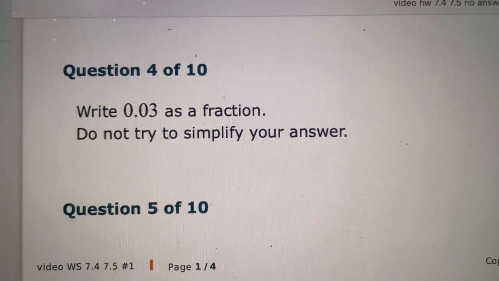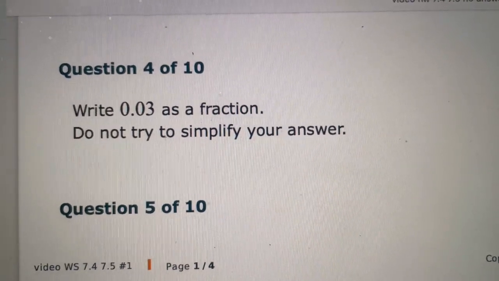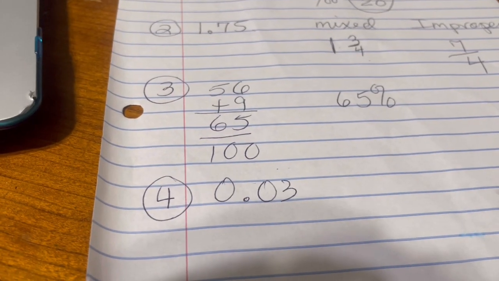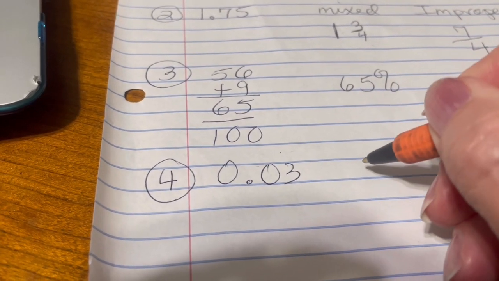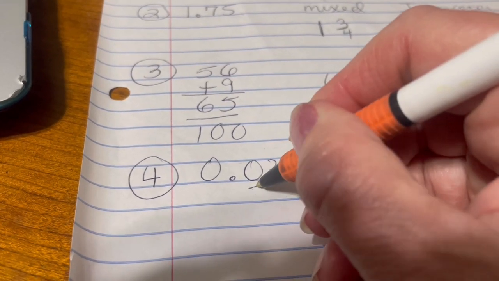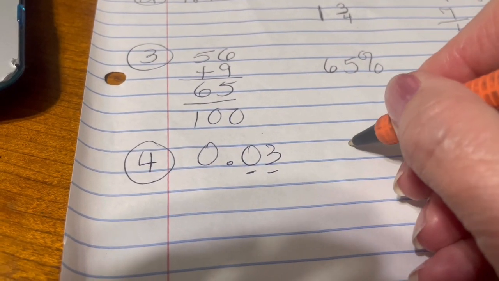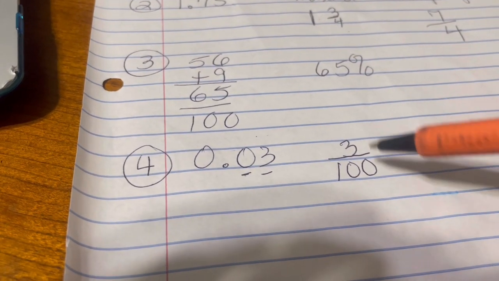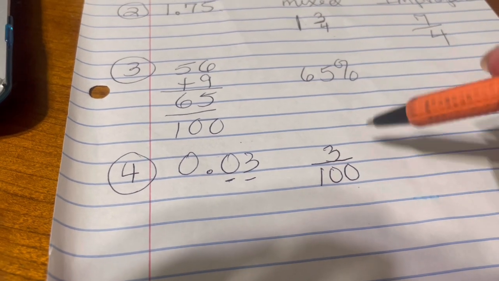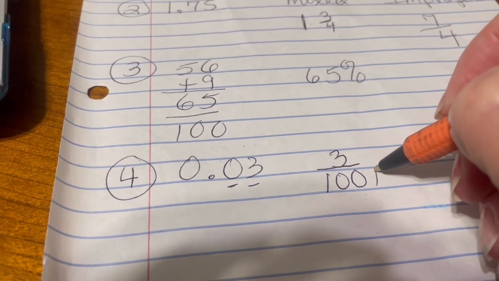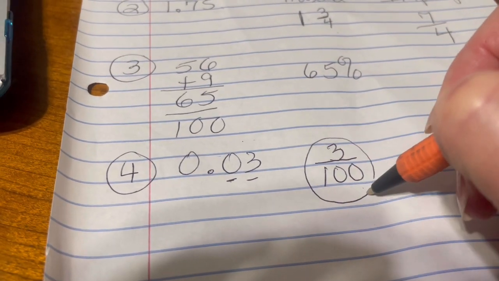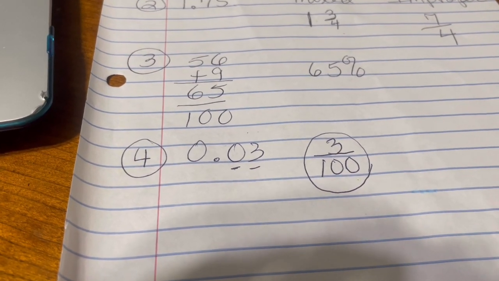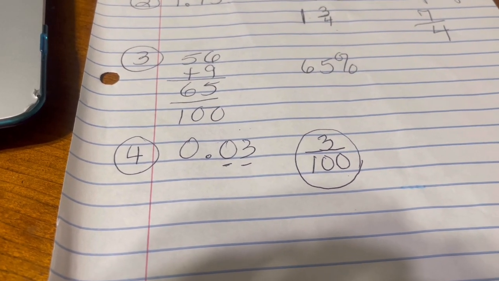Number 4, write 0.03 as a fraction. Do not try to simplify your answer. Okay, so our job is to take 0.03 and turn it into a fraction. Remember, this is the 10ths place and the 100ths place. So that's going to be 3/100ths. Okay, and 3/100ths is a fraction. And they said, don't try to simplify it. And it wouldn't simplify anyway. 3 does not go into 100 evenly, so it does not simplify.